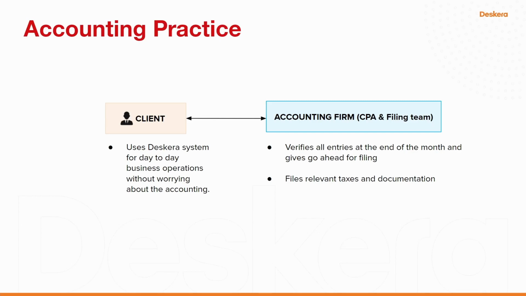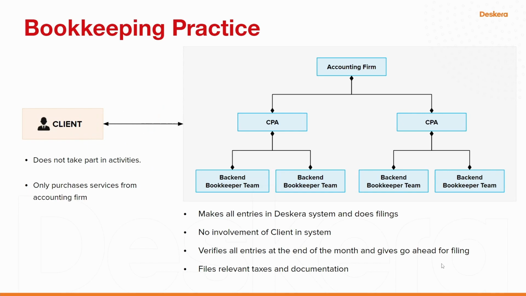This is where the client uses the Deskera system for day-to-day business operations without worrying about the accounting. The accounting firm verifies all entries at the end of the month and gives the go-ahead for filing. The accounting firm will file relevant tax and documentation as well. So first we're going to go through the bookkeeping practice, and then after that we'll go through the accounting practice. So let's go to Deskera and see how this all works.